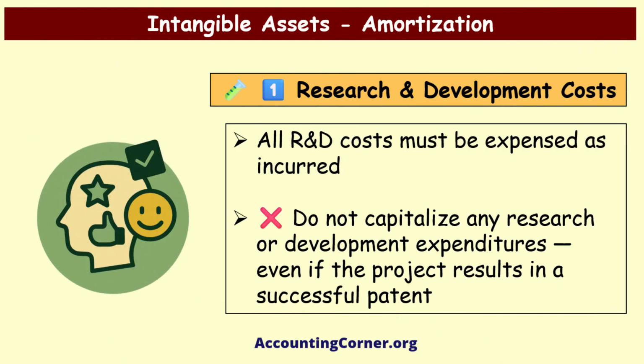First, let's talk about research and development costs under US GAAP. All R&D costs must be expensed as incurred, there are no exceptions. You cannot capitalize any research or development expenditures, even if they lead to a successful patent later on. This is a key rule in US GAAP. R&D is never part of the intangible assets cost.